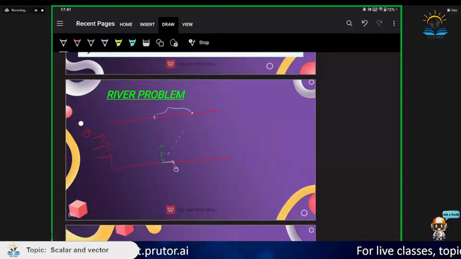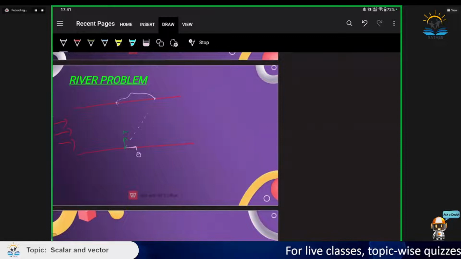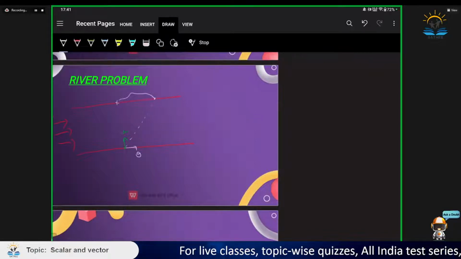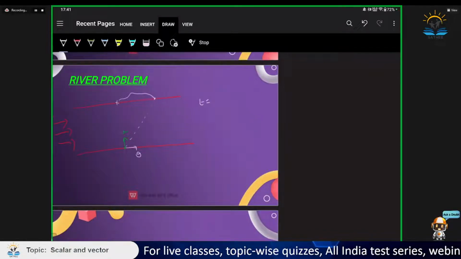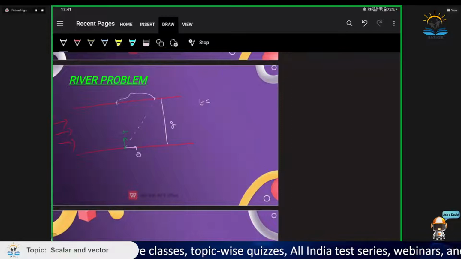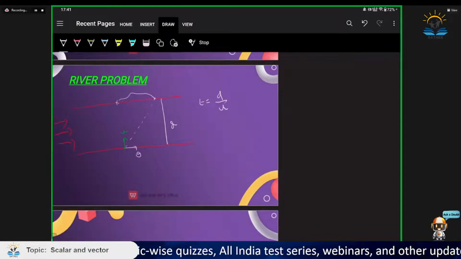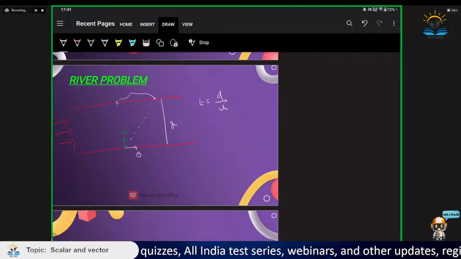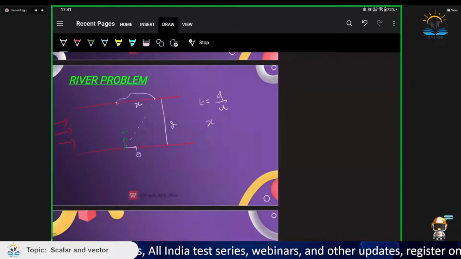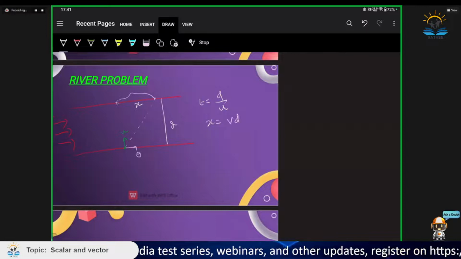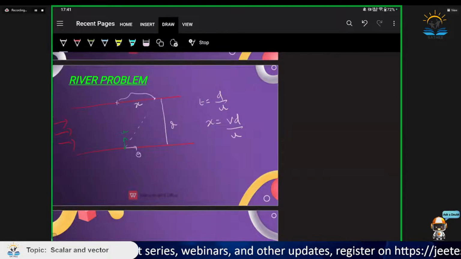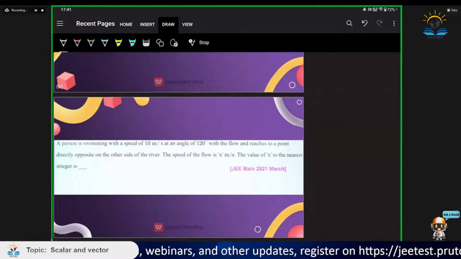So this will be the drift distance, and the time period with which swimmer will reach the opposite side will be, this distance is d, then d by u along y axis. And if this is x, x will be v into t, that is v into d by u.